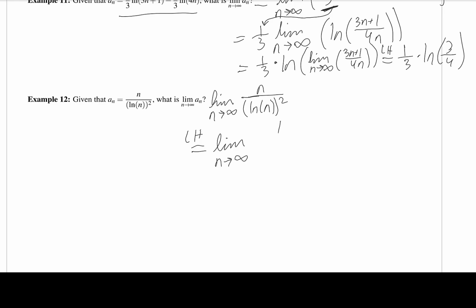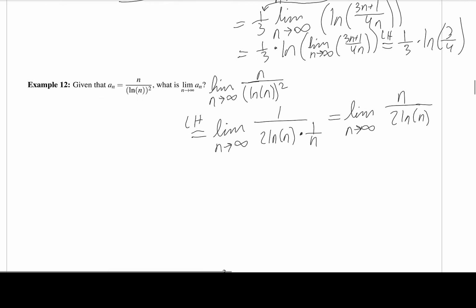So taking the derivative of the top, we'd get 1. The derivative of the bottom, we use chain rule to get that this is 2 ln of n times the derivative of ln of n, which is 1 over n. And so this will give me the limit as n goes to infinity of n over 2 ln of n. So I'm going to take this 1/2 and pull it outside of our limit. And that will give me n over ln of n.